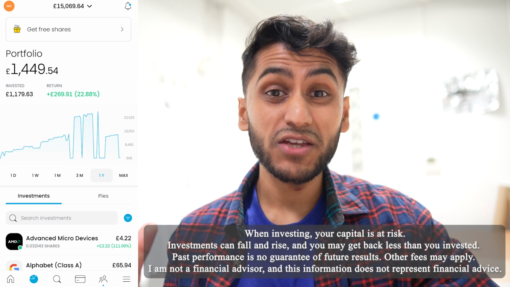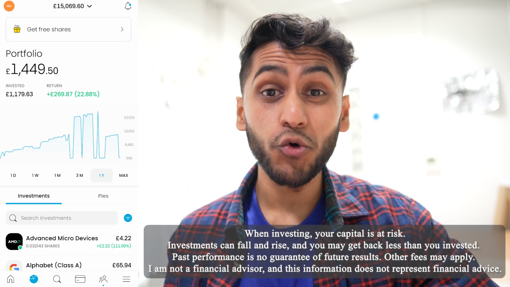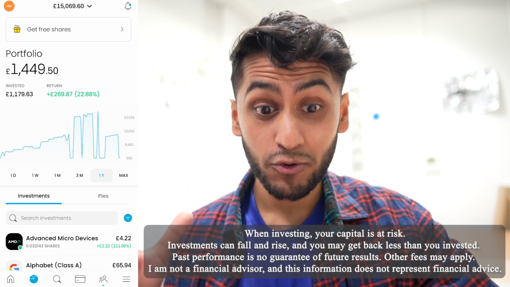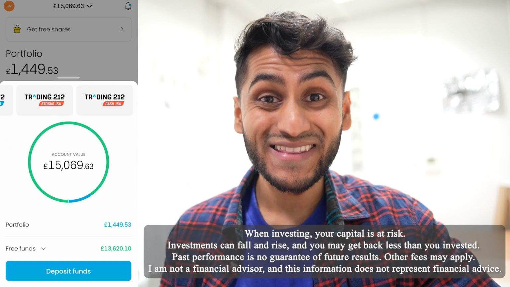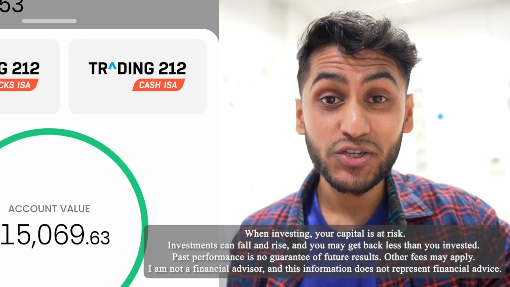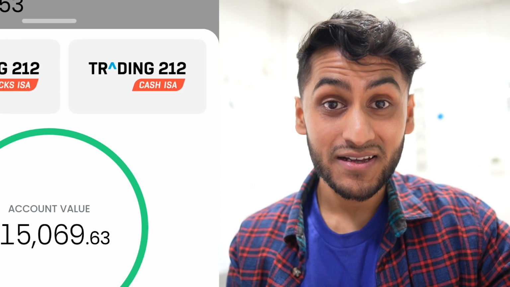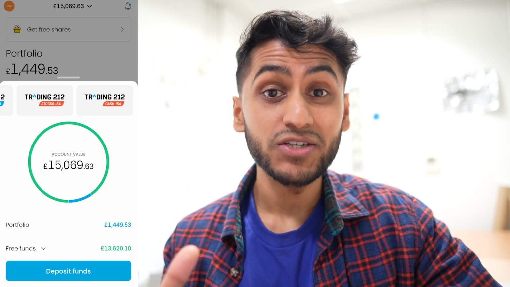So a really quick Trading 212 update. I was just trolling around on the Trading 212 app like I always do, and I've noticed a new menu that we are lucky to get in the UK. Here we have the Trading 212 Cash ISA. It's finally here for all you Trading 212 investors.